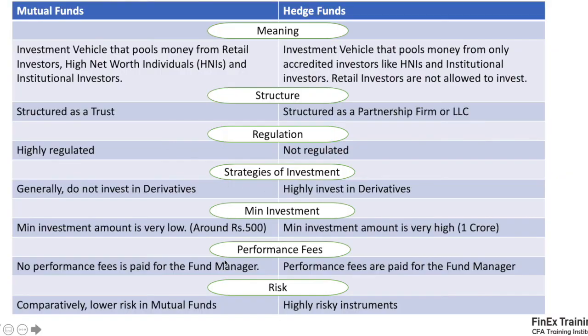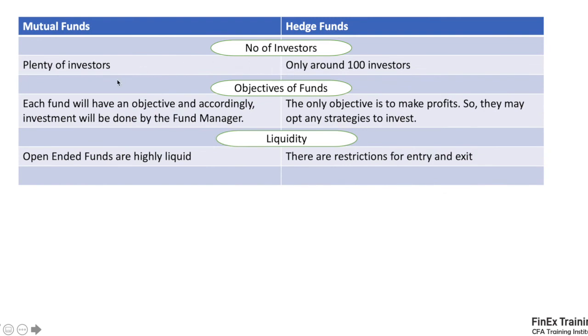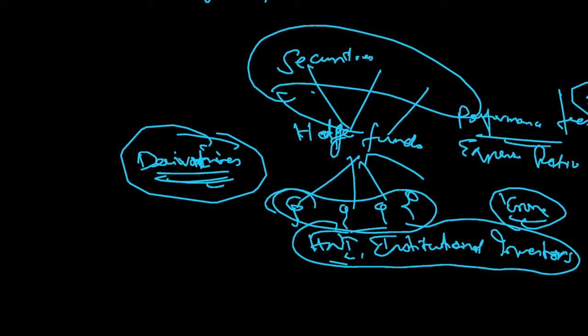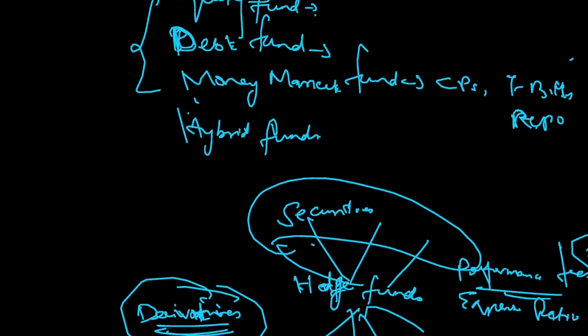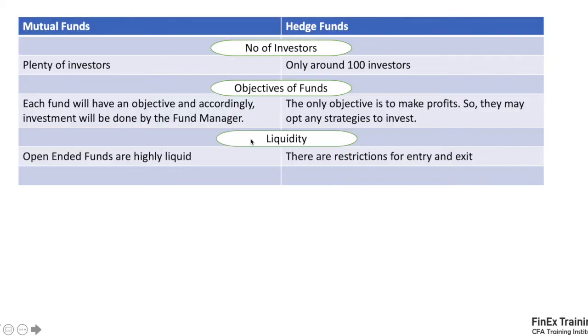Then the next one, number of investors. I told you this one: for mutual funds, there are plenty of investors because it caters to the common public, whereas for hedge funds it is hardly around 50 to 100. Objective of the fund: for a mutual fund, investment is done based on the objective. Like an equity fund should invest only in equities, a debt fund should invest only in debts, and hybrid funds can be a mixture of all this. Based on the objectives, they are supposed to invest.